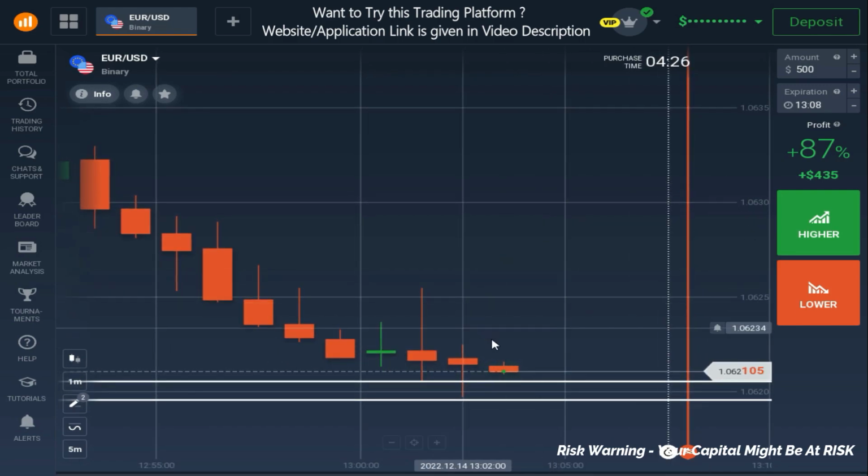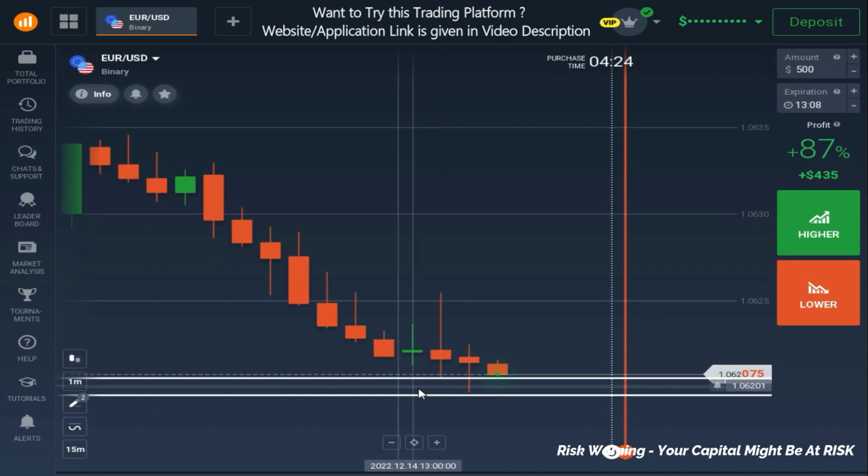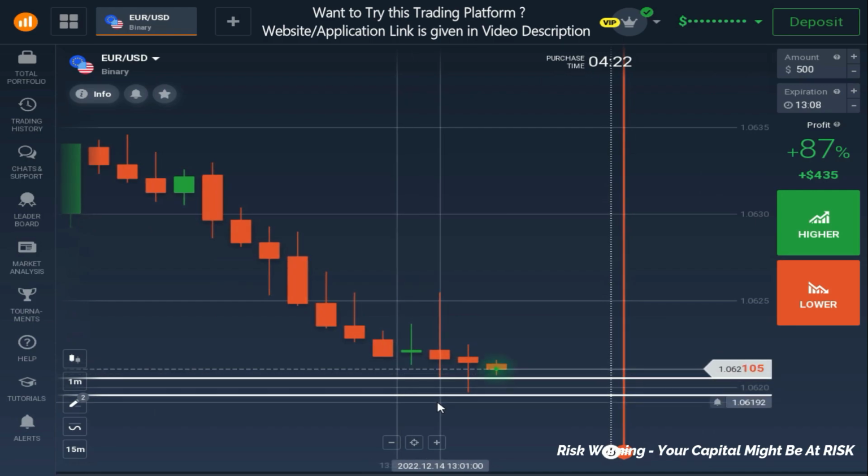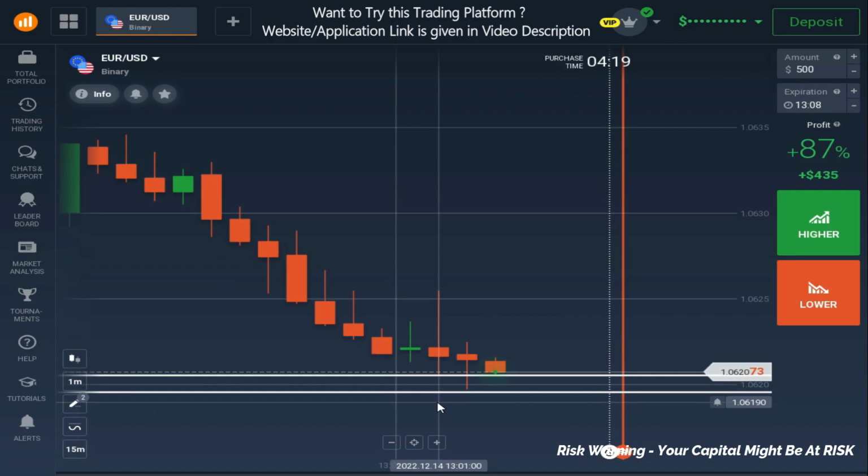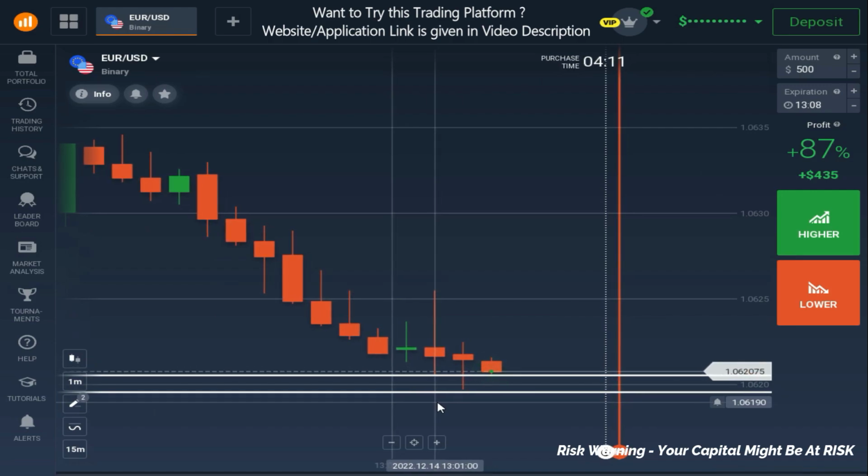And as you can see that it is kind of getting weaker, so let's just wait for the opportunity, and as soon as I get the opportunity I will explain you the setup in detail. So let's wait.